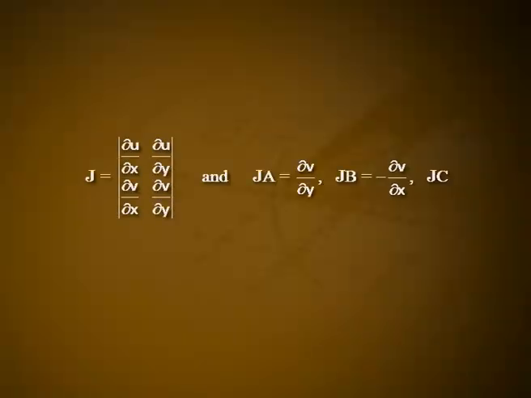J equal to the determinant with first row ∂u/∂x, ∂u/∂y, second row ∂v/∂x, ∂v/∂y, and JA equal to ∂v/∂y, JB equal to negative ∂v/∂x, JC equal to negative ∂u/∂y, JD equal to ∂u/∂x.